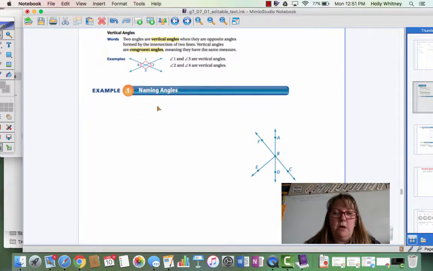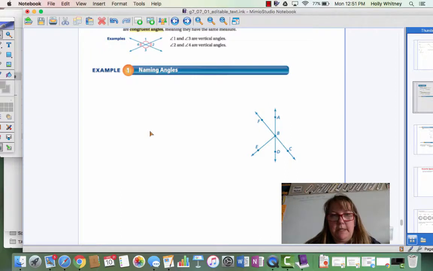Vertical angles are opposite angles. Those are angles that are on either side of the intersection these two lines form. So 1 and 3 are vertical angles, and 2 and 4 are vertical angles. And vertical angles are really special because they are congruent angles, meaning that they have the same measurement. So if I measured angle 4, it would be the same measurement as 2, and 1 has the same measurement as 3.